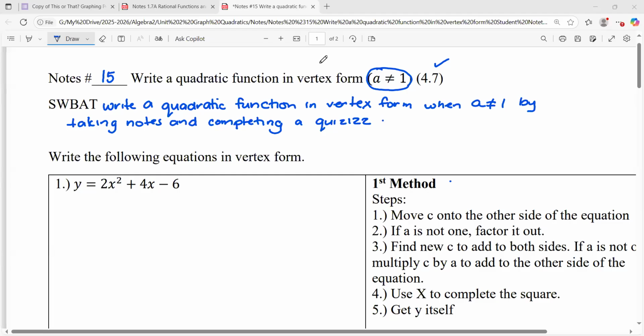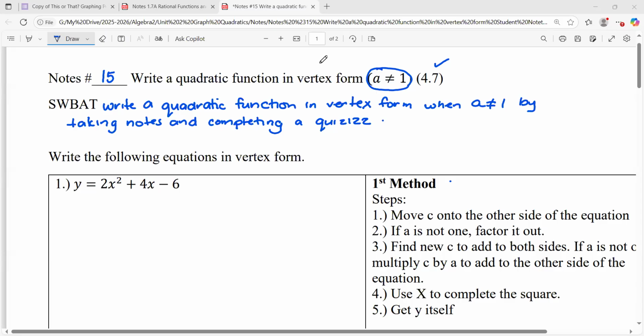Okay, so everything will be the same except for a is not 1. So we're going to add a little extra step in there. Remember when we did completing the square, if a was not 1, we divided everything. You can do it that way, but people found that a little bit harder. So I'll show you a different way you can do it.